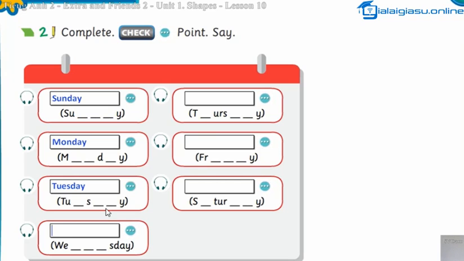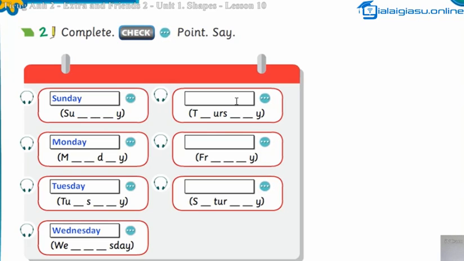Wednesday. All right, let's spell the word Wednesday. The first letter is W and then E and then D. And the next will be N and then O. No, that's not correct. The next one will be E, S, D, A, Y, Wednesday. Okay, let's see. Good job. Wednesday.